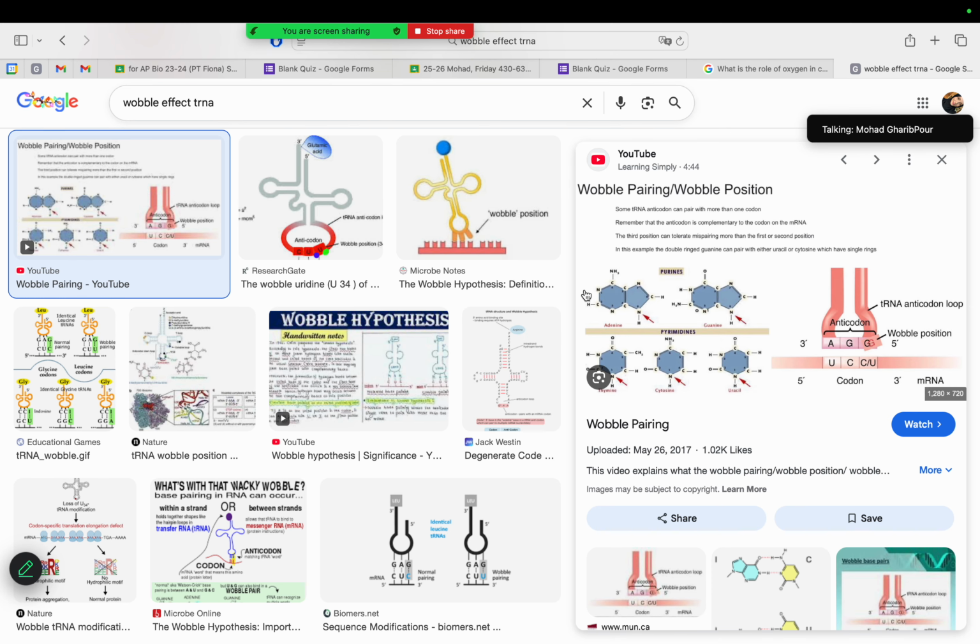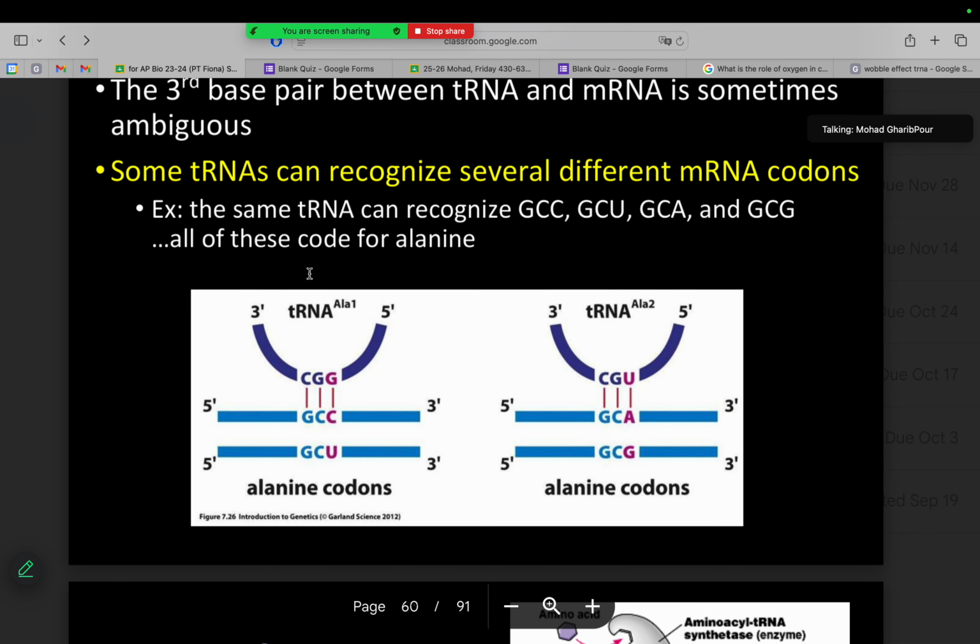So yeah, I don't think you guys need to know more than that. But as I said, this is not how it's supposed to be drawn. So it should be the same.